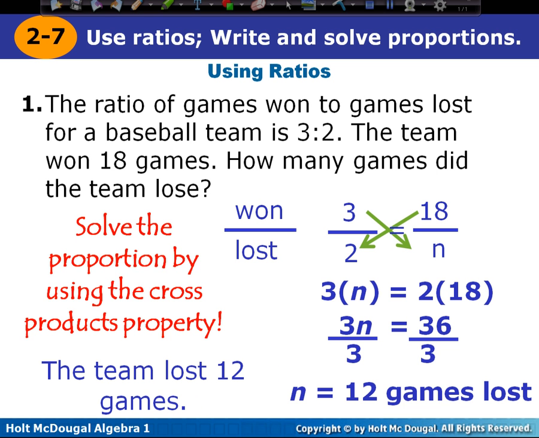So if they won 18 games, it means they lost 12 games. You need to write over here in a sentence. To answer the question, we answer the question in a complete sentence. The team lost 12 games. That is the actual answer to this problem. Take a minute, make sure you have all of it copied before you move on.